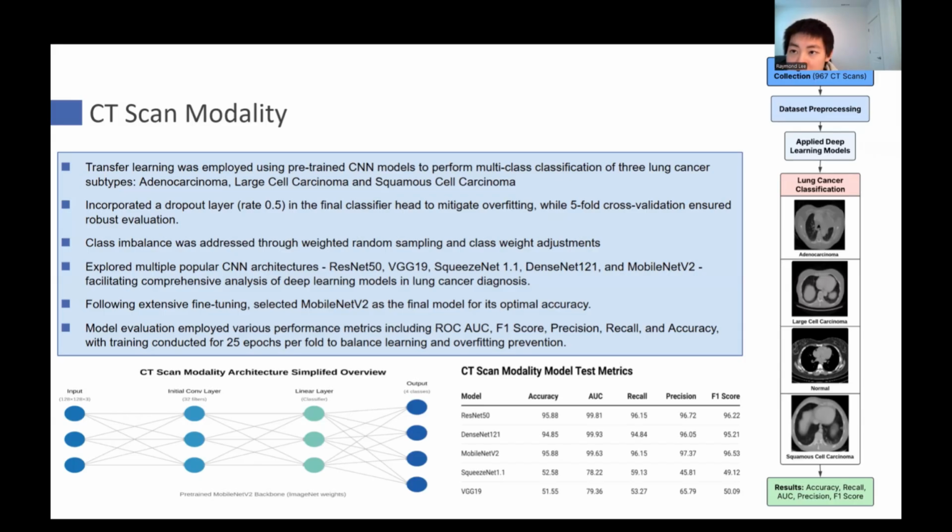We explored six popular CNN architectures, and we utilized six metrics to evaluate all these six popular CNN architectures. As listed in the metrics below, MobileNet V2 performed the best and was chosen as the final CT scan modality. All CNNs were trained utilizing the 25 epochs per fold training dynamic to balance learning and overfitting prevention.